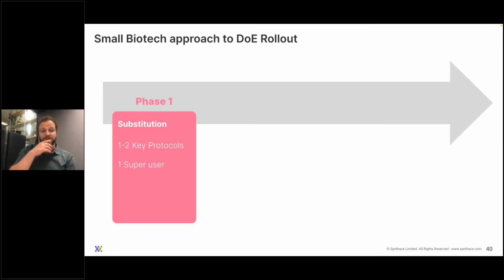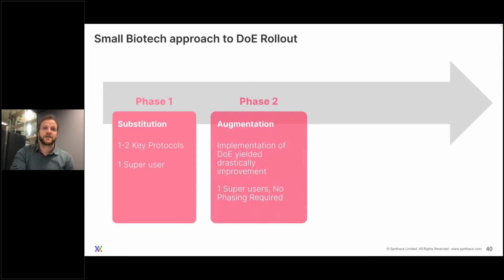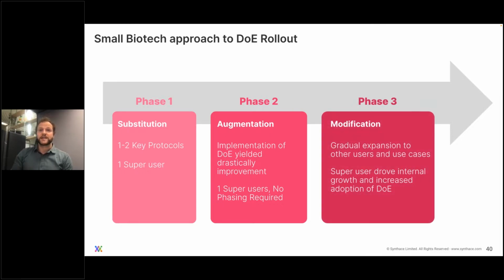So in phase one, they really focused on just one key user and one or two key protocols. In phase two, they were able to then get good results from those key protocols that they focused on early on. But they're not looking at this point to expand their user base. More they're trying to look at how they can implement DOE in a wider range of different use cases. And then finally in phase three, they're starting now to see an expansion of other users who are interested in using DOE, and it has also opened up some different scientific areas that they're interested in applying the approach to as well.